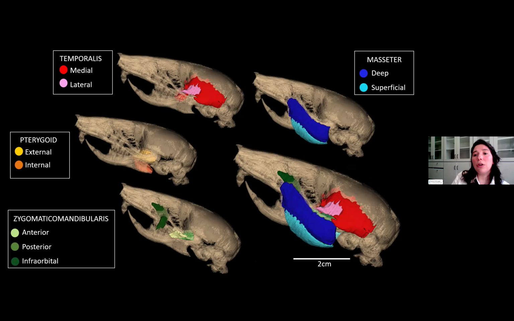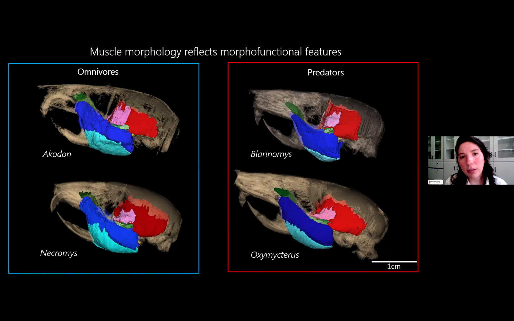And we can break down all distinct layers of each muscle mass that we saw in the whole skull, which is, of course, very useful when we're talking about anatomical and descriptive studies. In this example, we have the masseter, temporalis, pterygoid, and zygomaticomandibularis broken down into each specific layer. And even better than that, we can compare the morphology of these muscles between species. So here's just a glance of our sampled species, the predatory and non-predatory ones.